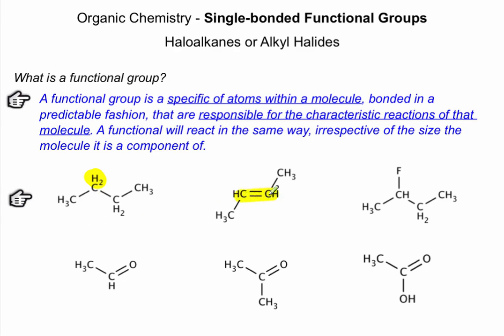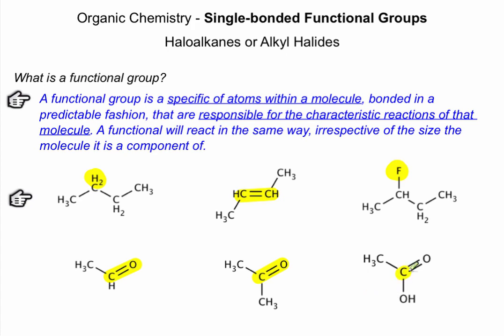Alkenes, the functional group then is really this double bond. So the reactivity in an alkene is usually around the double bond. Here is a fluorine attached to a hydrocarbon chain, so that fluorine is the functional group. Here's another functional group, C double bond O. Here's C double bond O as well. Now, these two functional groups are actually different. They're called something different because of the position of the functional group.